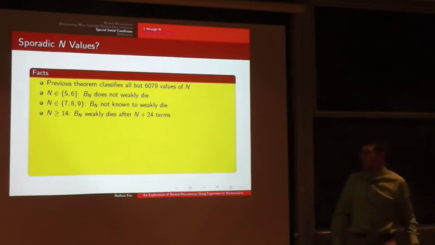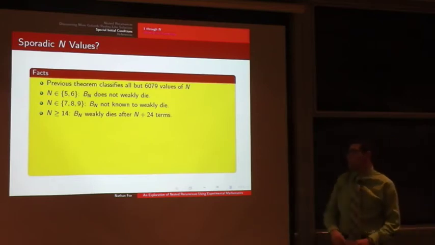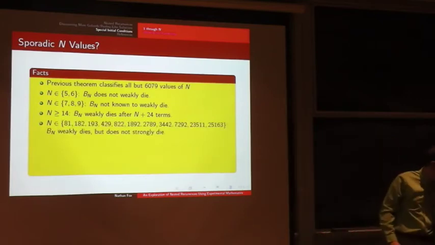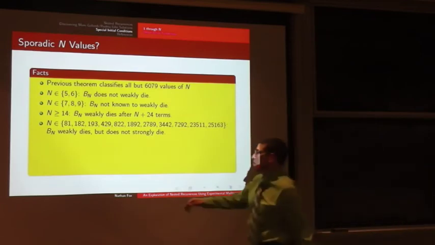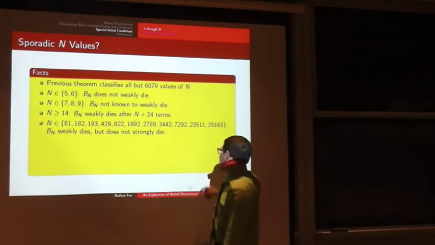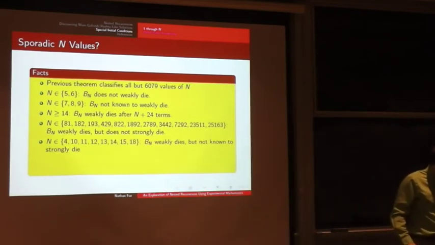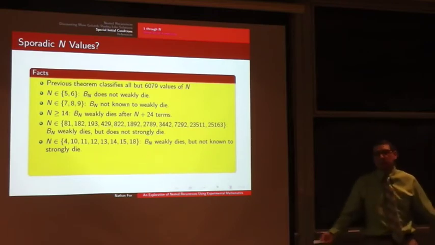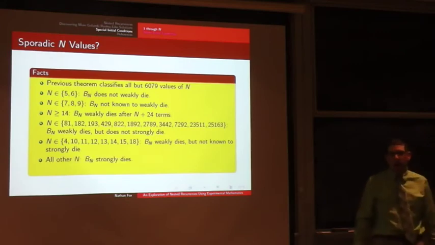And if n is at least 14, we have an analog to that weak death theorem for the Hofstadter sequence. After n plus 24 terms, it weakly dies. For anything in this set, it weakly dies but does not strongly die. For things in that set, it weakly dies, and we don't know if it strongly dies, but it probably doesn't. Those are again sort of like the Hofstadter sequence. And for any other n value, it strongly dies.